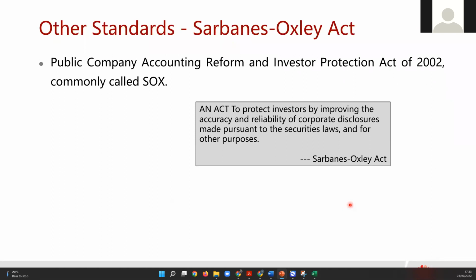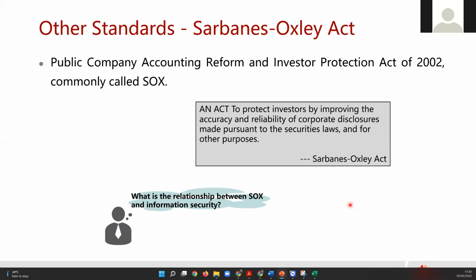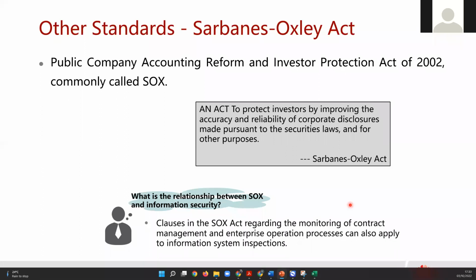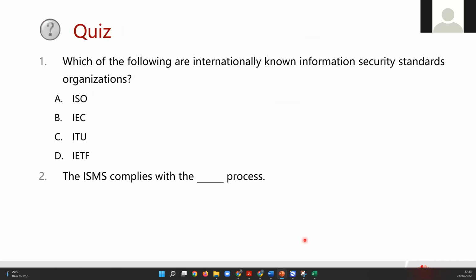So we have another act called the Sarbanes-Oxley Act. You can check on it. Somebody may think, what is the relation between SOX and information security? Some of the clauses regarding the SOX Act are for contract management. So this is a key area to look at: monitoring of contract management, enterprise operation processes, and also applying the information system inspections.